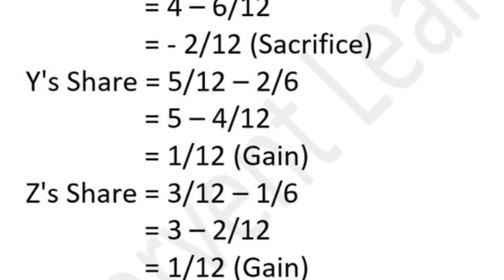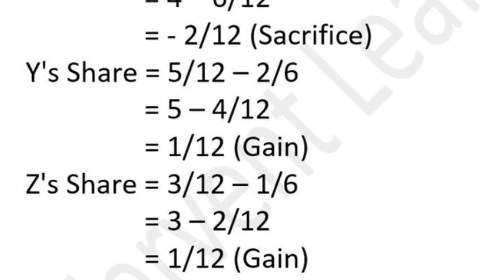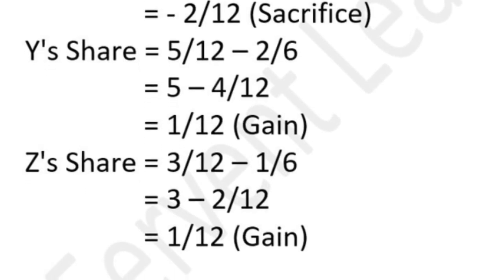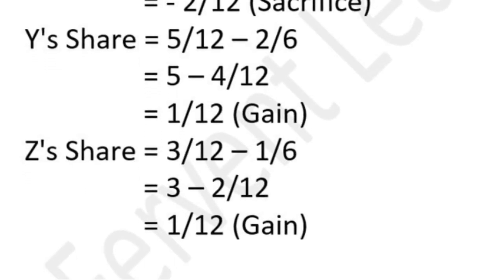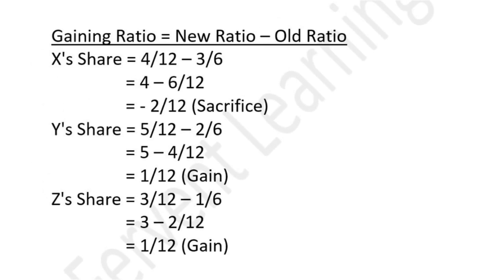Now Y's share, 5/12 minus 2/6. 5/12 is new profit sharing ratio and 2/6 is old profit sharing ratio. We will get 1/12 as the answer, which is gain for the partner. Similarly, in case of Z, 3/12 minus 1/6, we will get 1/12 as the answer, which is again gain of Z. So either we use sacrificing ratio or gaining ratio, we will always get the same answer. So in this sum, X sacrifices 2/12th share and Y and Z gain 1/12th share.